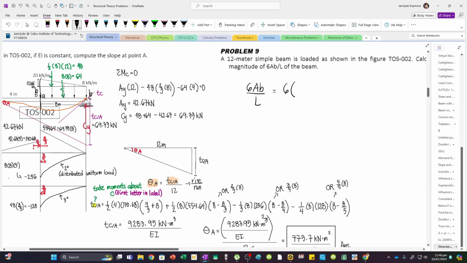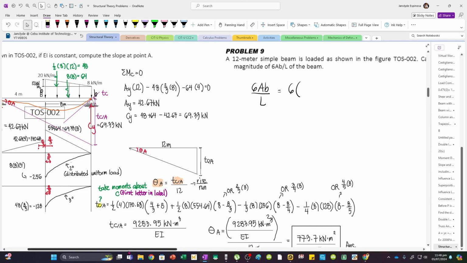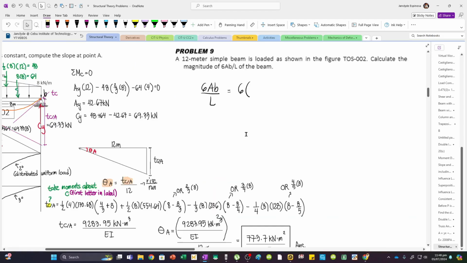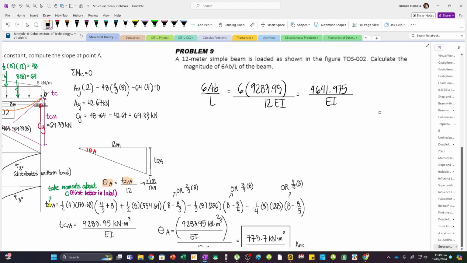So we have here, let's just treat it as the whole beam. This is A, this is B. So we have 6 times 9283.95. We divide by L, which is 12. So this gives us, 12 EI pala, we have 4641.975 EI. And then what is the unit here? Meter. This is kNm cubed divided by meter, which becomes kNm squared. But just write this one.